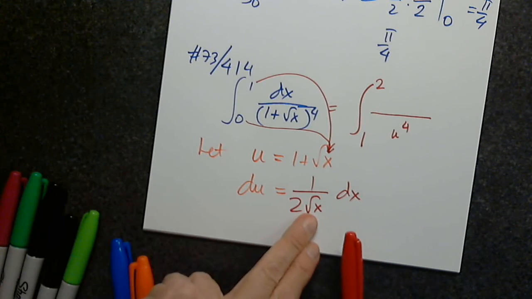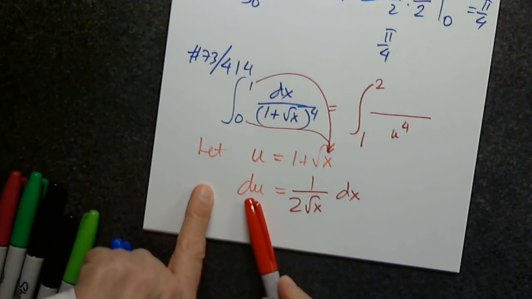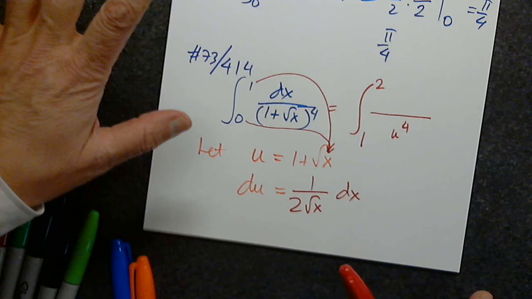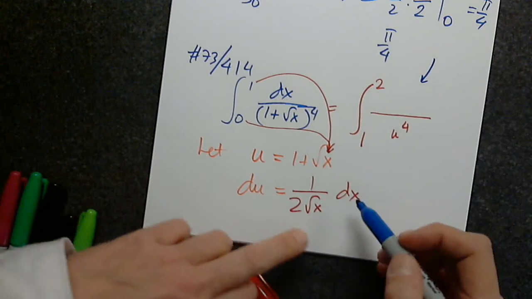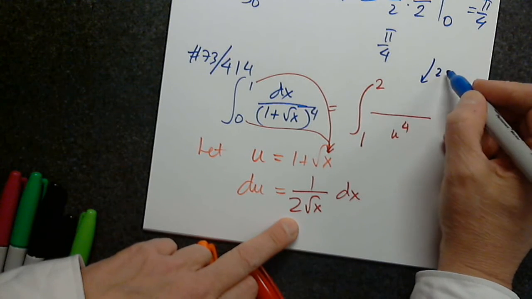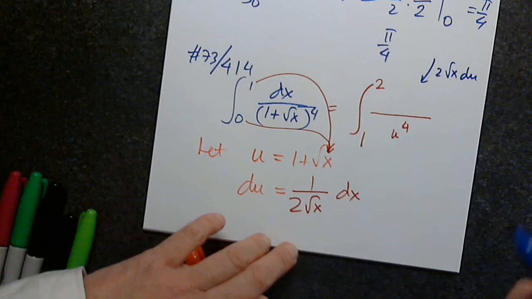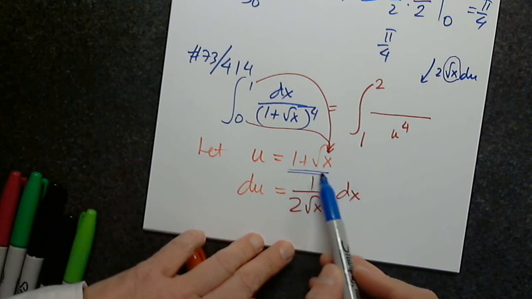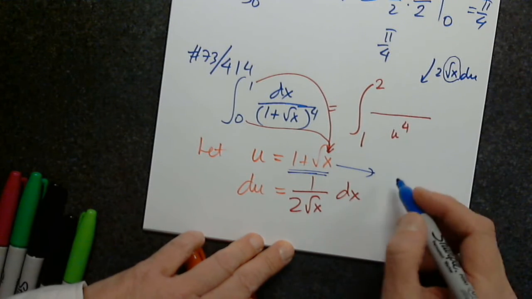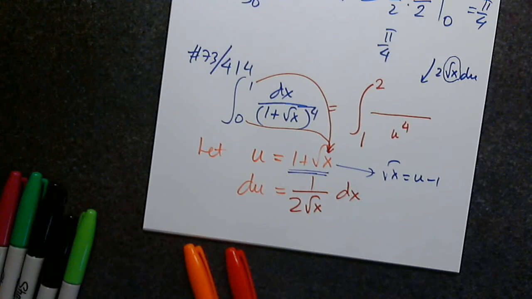You can write dx as you cross multiply. So dx is 2 the square root of x du. But I can't have x anymore. I wish I could write in here, instead of dx, 2 the square root of x du, but I can't. This has to go away. But it's not a big deal to solve this one for the square root of x. And now everything changes to u.